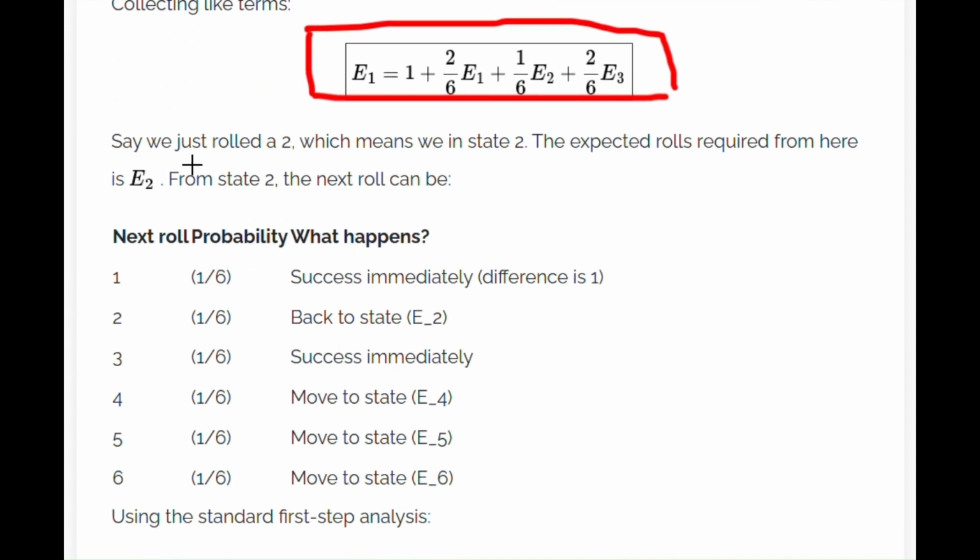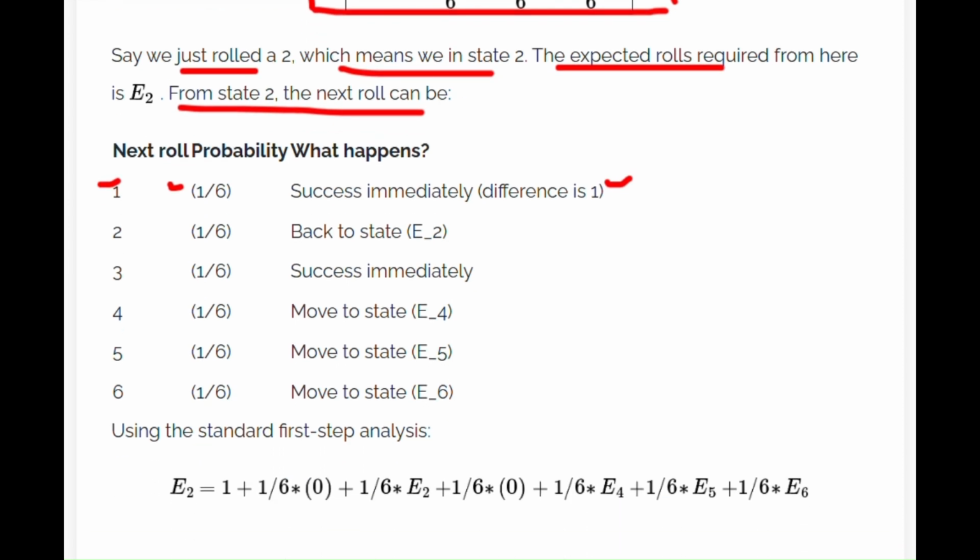Similarly, let's say we just roll a 2, which means we are in state 2. The expected rolls required from here is E2. Now we roll a 1 with probability 1 by 6, and it gives us success because the difference is 1. We roll a 2, probability 1 by 6, and we go to state 2. Number of rolls required here is E2. Similarly, for 3, we get success again because the difference is again 1. 4, we go to state 4, and similarly for 5 and 6.